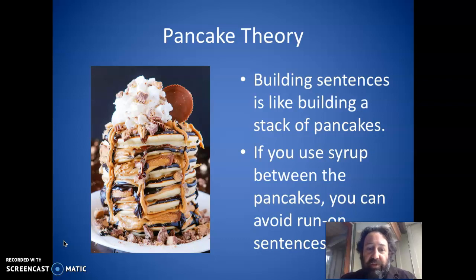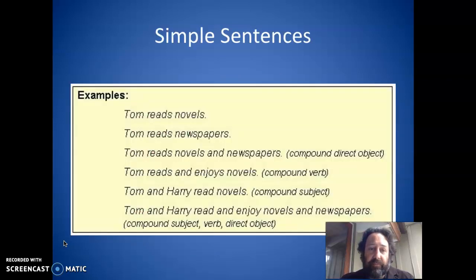What we do is we think of each pancake here as an independent clause, and that is something that has a subject, a verb, and an object. And what goes in between are conjunctions, and they're all different types of conjunctions: coordinate, subordinate, correlative. But as long as you've got something between the pancakes, between those subject, verb, object sets, you'll be all right. You'll be fine. You'll avoid those run-on sentences.